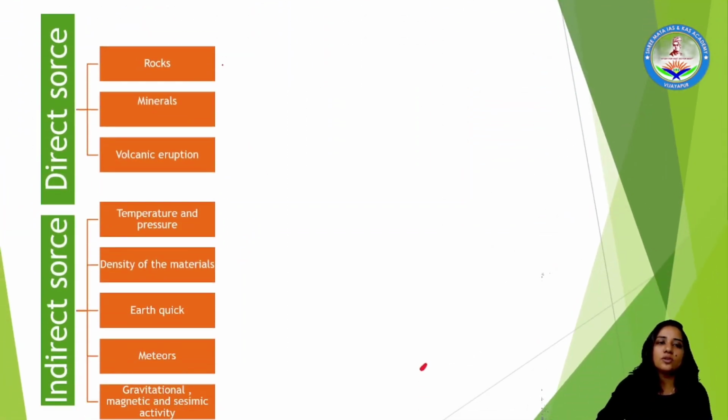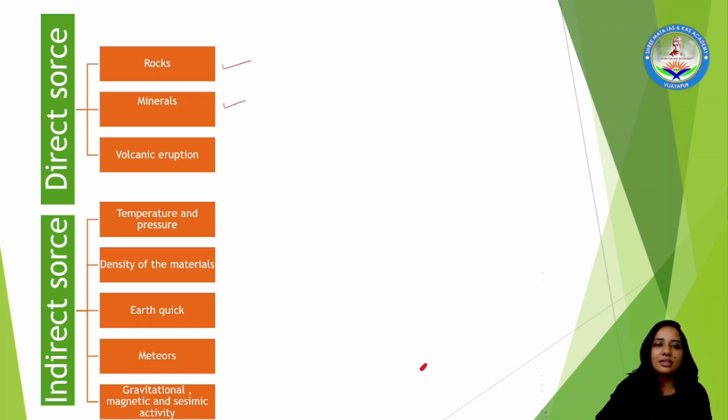So what are these direct sources and indirect sources? The direct source example is rocks. There are different kinds of rocks present in the interior part of the earth, which are easily available, such as metamorphic rocks and sedimentary rocks. These different kinds of rocks are formed nearest to the surface of the earth. So we study them, and these are the direct sources.